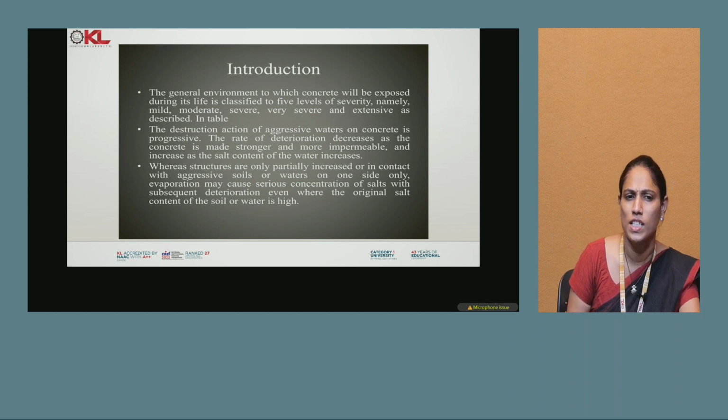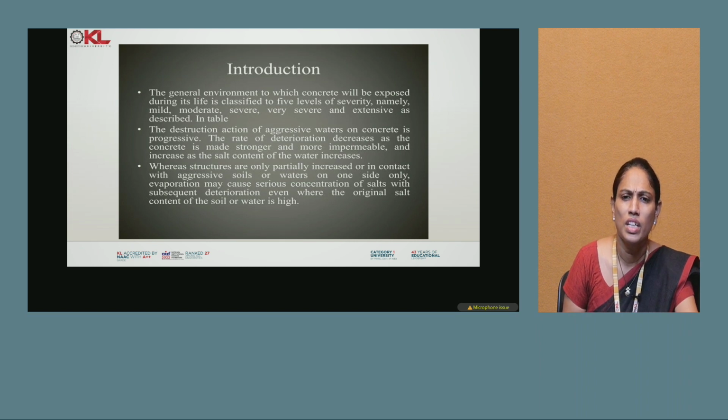The rate of deterioration increases as the salt content of water increases. Where structures are only partially immersed or in contact with aggressive soils or waters on one side only, evaporation may cause serious concentration of salts with subsequent deterioration, even where the original salt content of the soil or water is high.